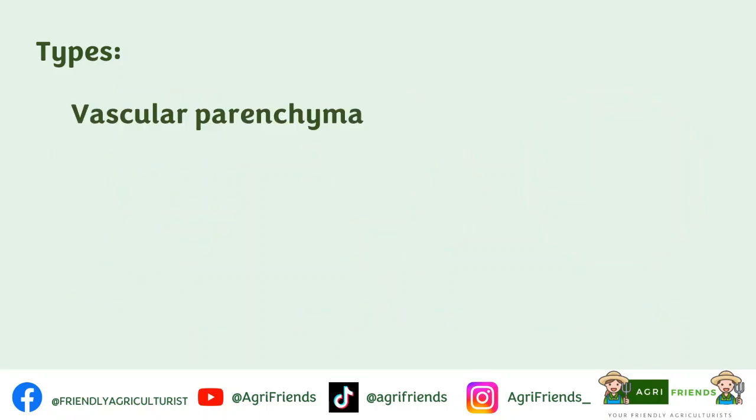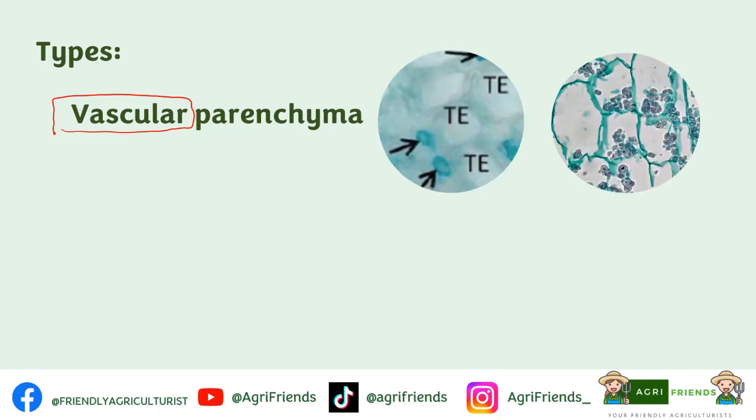But we also have the vascular parenchyma. And when we say vascular, the first thing that comes to mind is the xylem and the phloem. So xylem parenchyma are those that store water. So these are examples of xylem parenchyma, while these are examples of phloem parenchyma since they are able to store photosynthate.